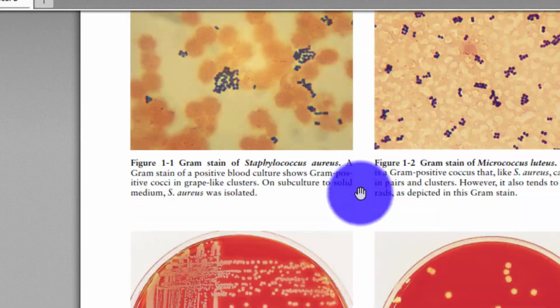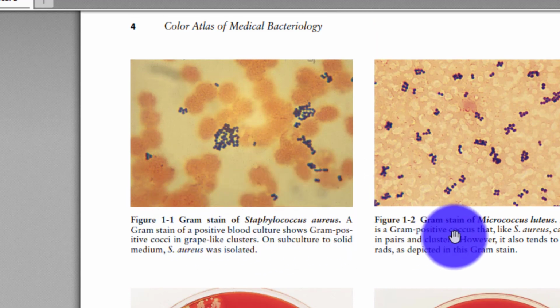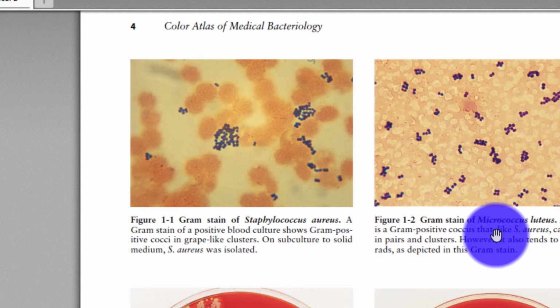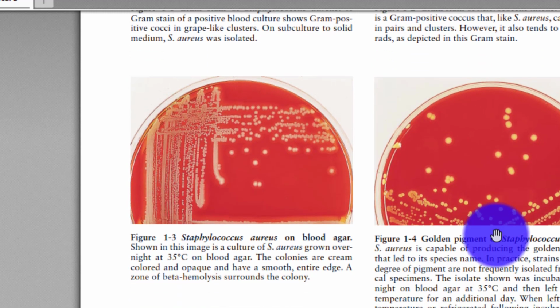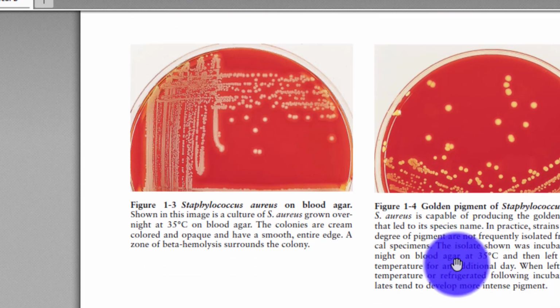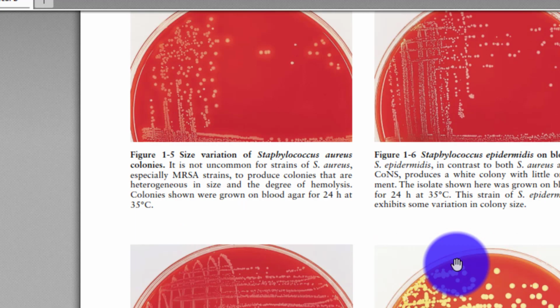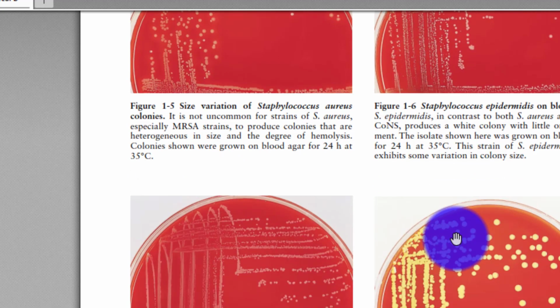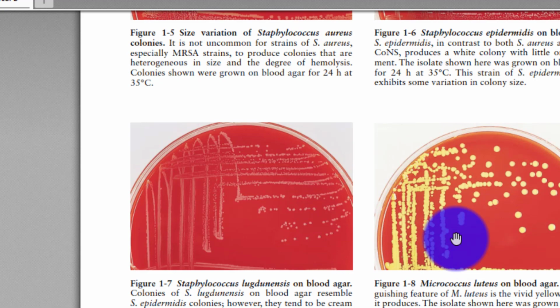Here we find the Gram stain of Staphylococcus aureus, and Gram stain of Micrococcus luteus. Here Staphylococcus aureus on blood agar, golden pigment of Staphylococcus aureus on blood agar. Size variation of Staphylococcus aureus, Staphylococcus epidermidis, Staphylococcus lugdunensis on blood agar, Micrococcus luteus on blood agar.